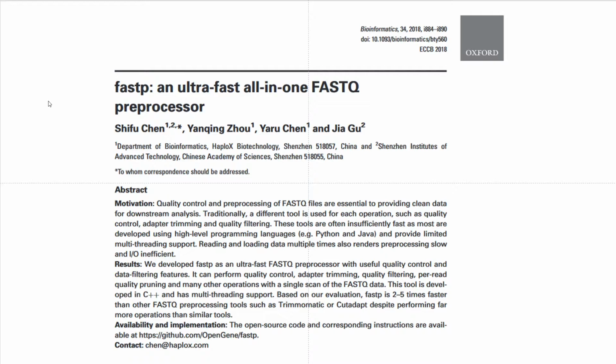So this is the one that I was talking about initially that we might go through and do a little bit later. FastP, I just want to read the results because they sound really interesting. This is from 2018. The results say that they developed FastP as an ultra-fast FASTQ preprocessor with useful quality control and data filtering features. It can perform quality control, adapter trimming, quality filtering, per read quality pruning, and many other operations with a single scan of the FASTQ data. This tool is developed in C++, which is valuable, and has multi-threading support, also valuable. Based on our evaluation, FastP is 2 to 5 times faster than other FASTQ pre-processing tools, such as Trimmomatic and CutAdapt, despite performing far more operations than similar tools.